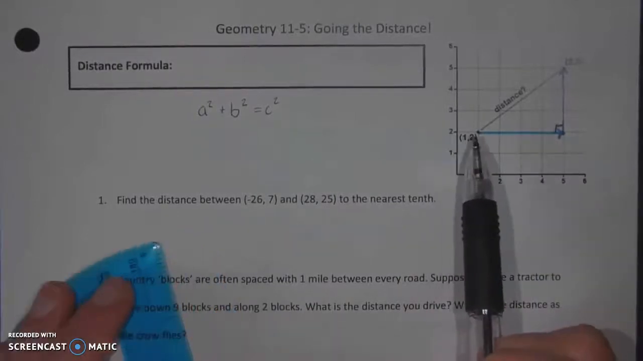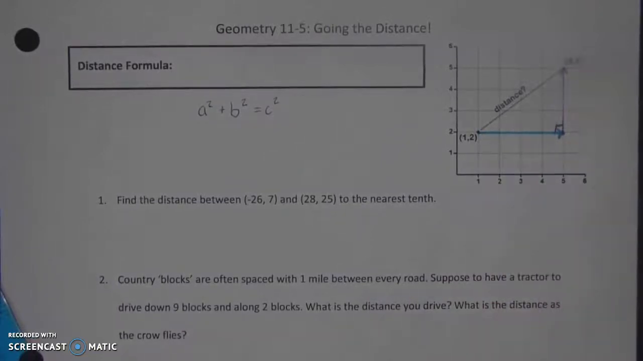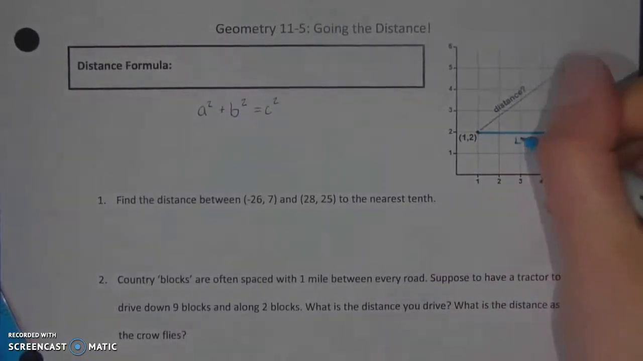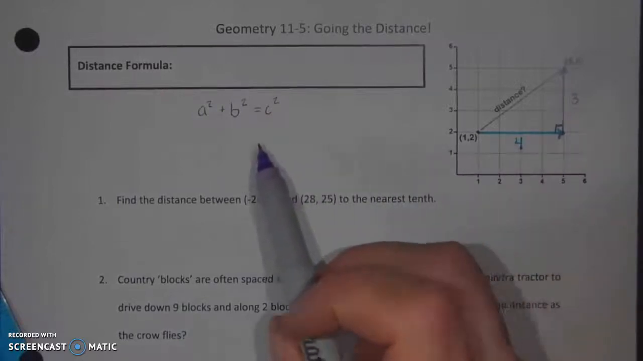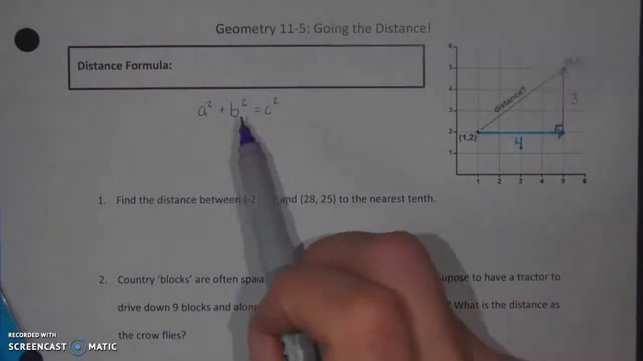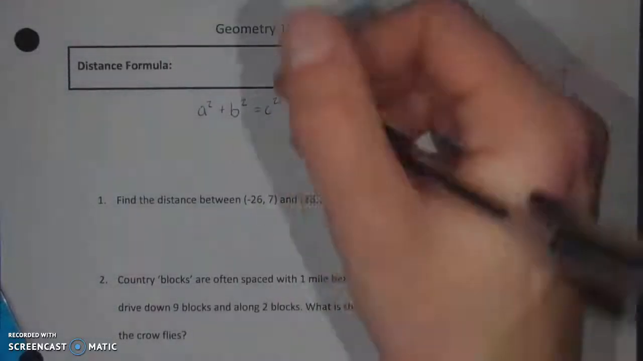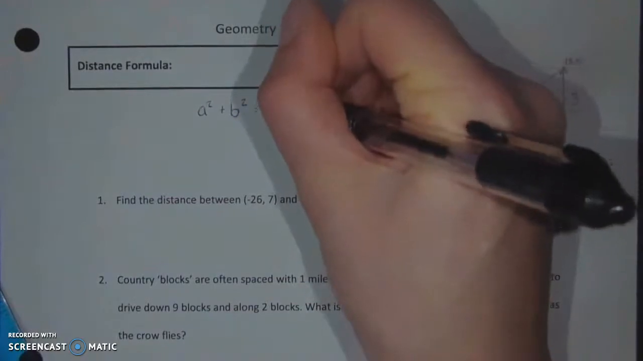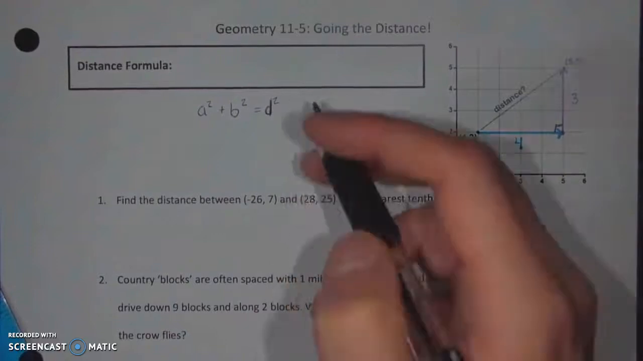Well, let's see why. I know that in order to get from (1, 2) to (5, 5), I moved over 4. So this right here is a distance of 4. And I know that I moved up a distance of 3. And notice it doesn't matter positive or negative, distance is always going to be considered positive. So when I'm looking at my Pythagorean theorem, and I know I want to figure out what this distance is, which I'm just going to relabel as a d instead of c, I'm talking about the hypotenuse, so this is going to be the c squared or d squared.